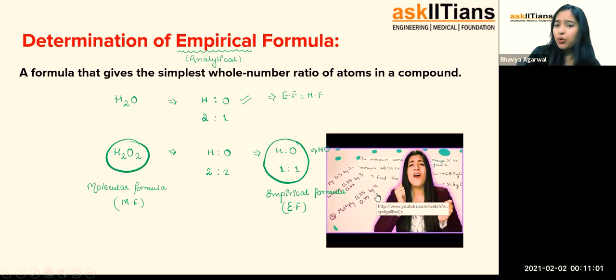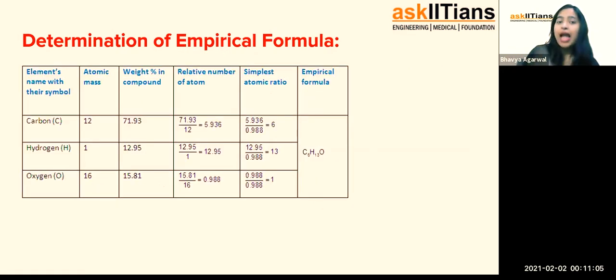So this is a video which you can see, which will tell you how to determine the empirical formula. And we will be first doing it with the help of an example. So let's see the example. Now suppose there is a compound which is comprised of carbon, hydrogen, and oxygen.